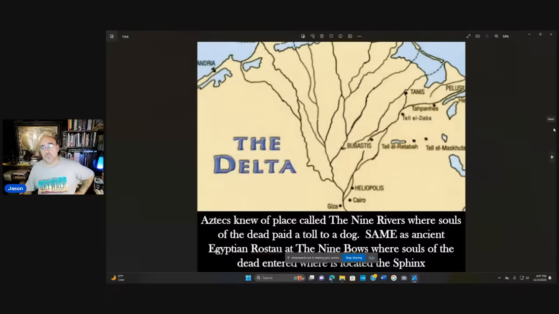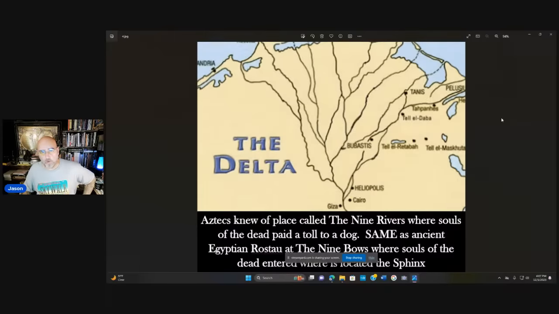I'm going to tell you what, guys. This is the same as the ancient Egyptian Rostow tradition of the Nine Bows, where souls of the dead entered, where a secret entrance is located underneath the Sphinx. I've already told you guys, we've been lied to so many times. The Sphinx was never a lion in a body. It's not a feline body. The Sphinx was a canine body that has been manipulated. And the greatest proof is the dimensions of the head.